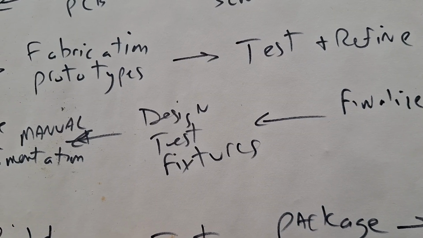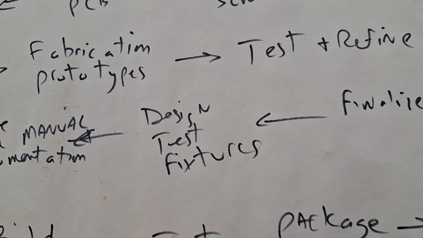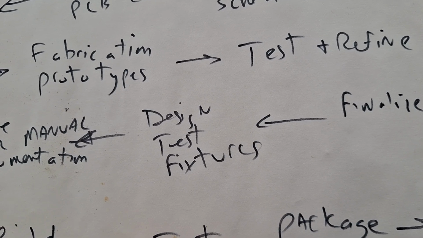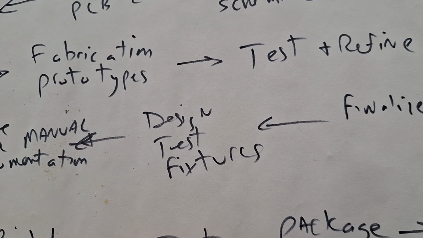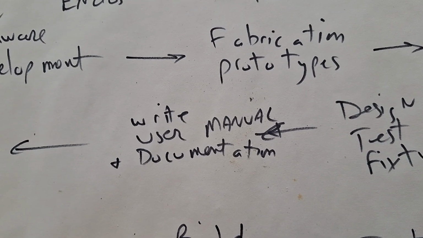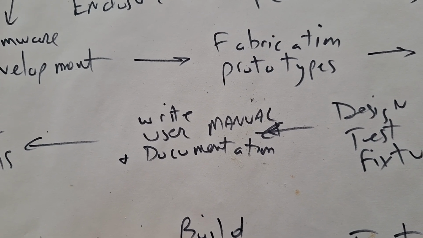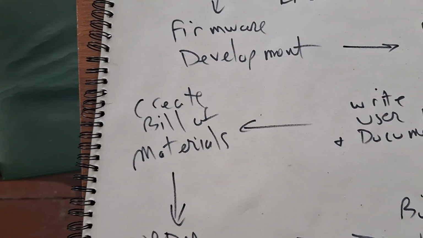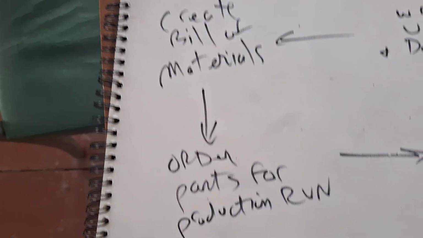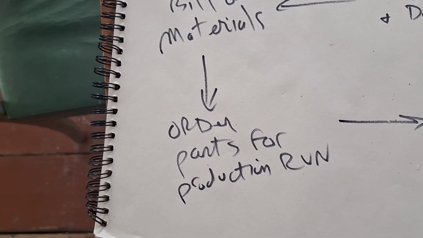The first thing I do when I'm working on a product is I write a really simple serial monitor program that gives me a basic menu and lets me exercise all the different hardware functions, and I can do a lot of testing that way. You want to write the user manual and do all the documentation, which is critical. That's important. Create a bill of materials, figure out what your final list of parts is going to be, and then you order your parts for production run.